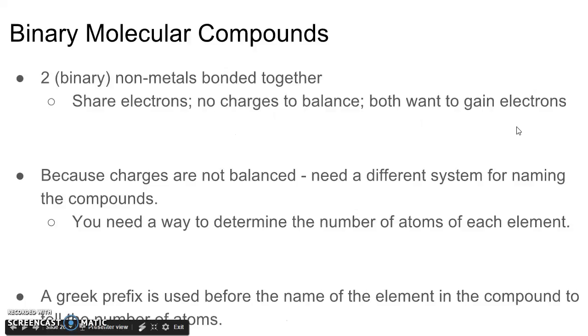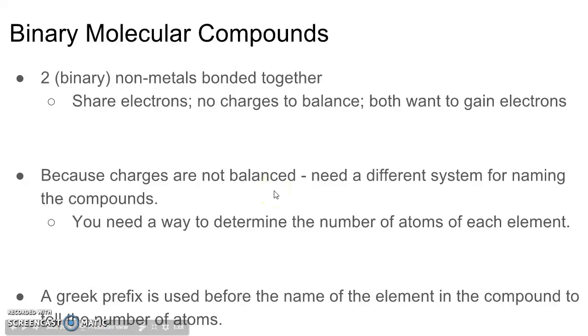Well, first of all, this is a binary molecular compound. So because it's a molecular compound, it's going to be two nonmetals bonded together. Nonmetals, you remember, share electrons. So we don't have charges to balance. They both want to gain electrons to be happy, to get to 8. So because the charges are not balanced, we need a different system.